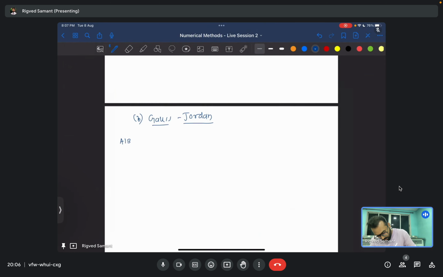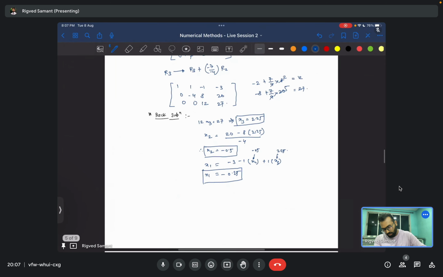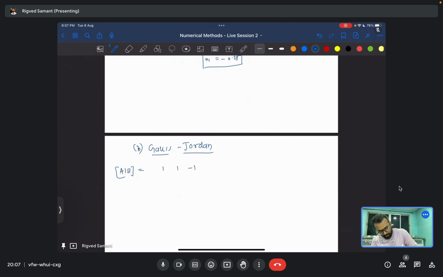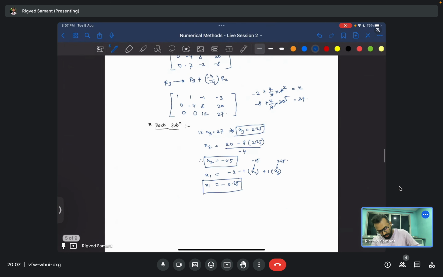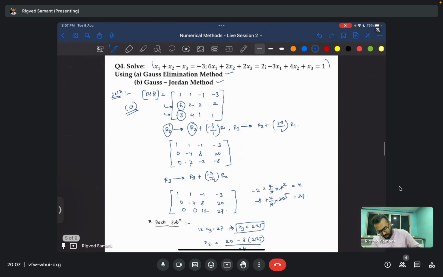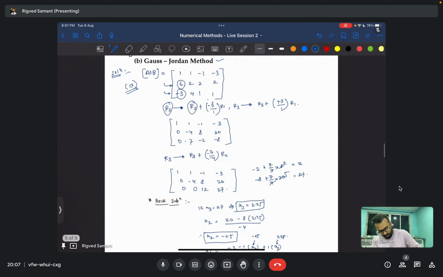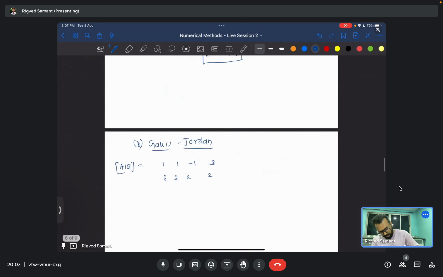A augmented b, what is A augmented b? 1 1 minus 1. This A augmented b at the start would be similar, right? 3 6 2 2 2, minus 3 4 minus 3 4, 1 1.